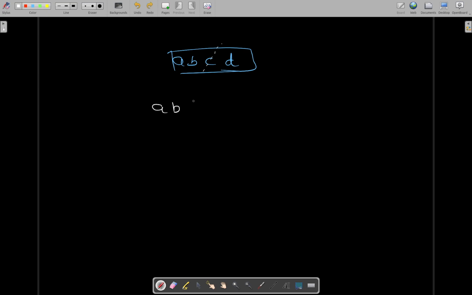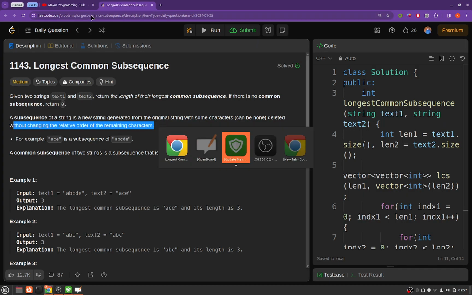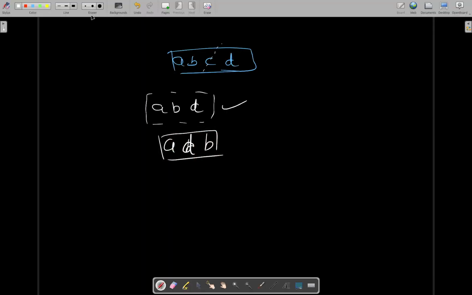So the remaining string becomes A, B, D. This is a valid subsequence, but if you go for A, D, B, this is not a valid subsequence. Why is it not a valid subsequence? Because D is coming before B.